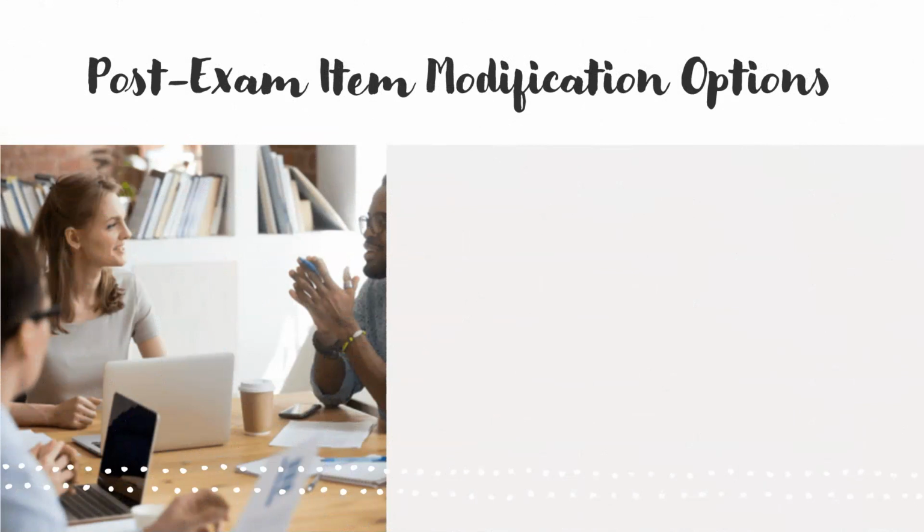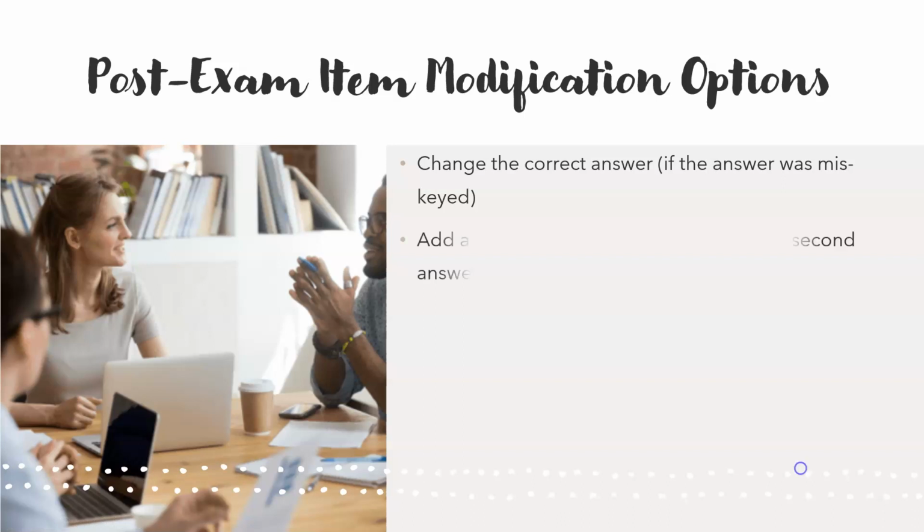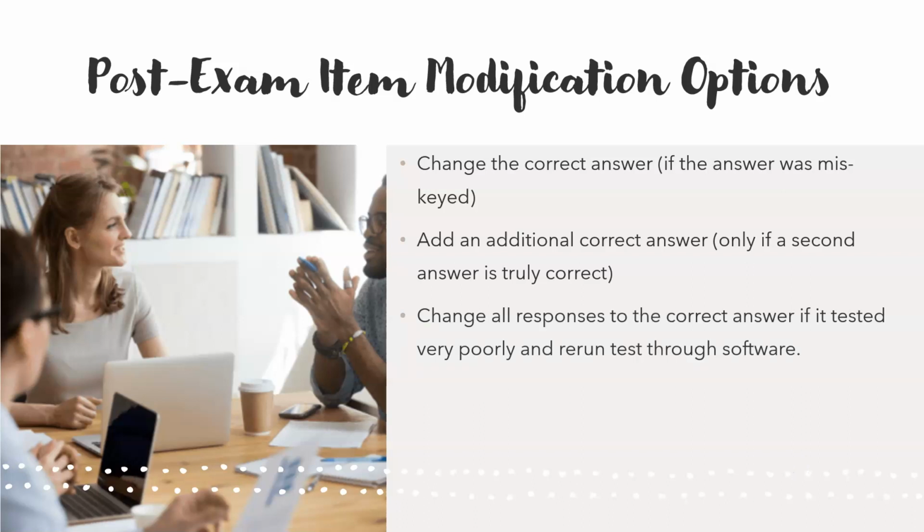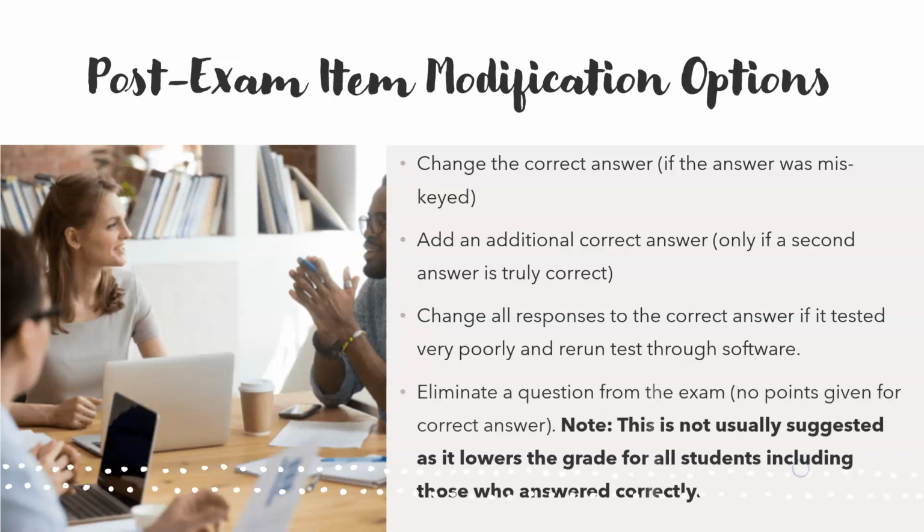Now, after the exam, faculty get together and look at item modification. There are some options for that. You can change the correct answer. You do this if it was miskeyed, meaning you accidentally put another response as being correct. You can add an additional correct answer, but only do this if there really is a second correct answer. You can change all responses to the correct answer if the item just tested poorly. Then, after you make any modifications, rerun the test through the software so you get new statistics.